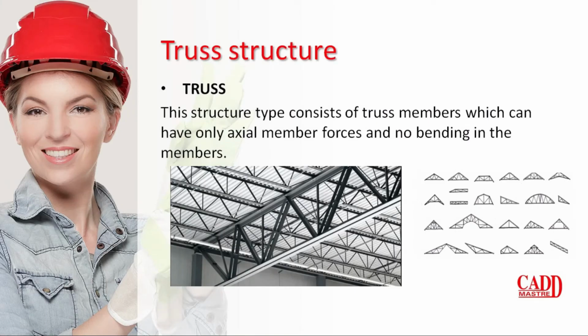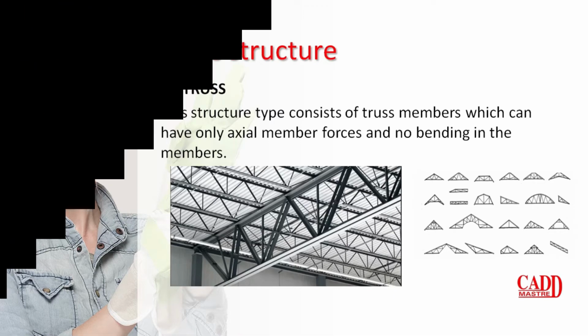After that we see the truss. This structure type consists of truss members which can have only axial member forces and no bending in these members. In the figure we see the truss and their various types.